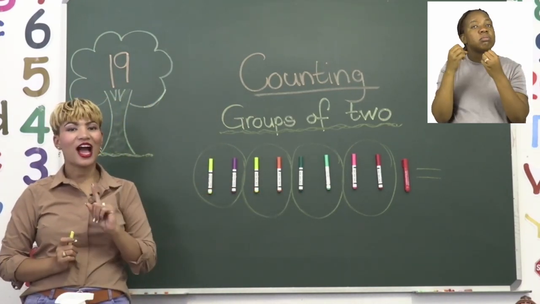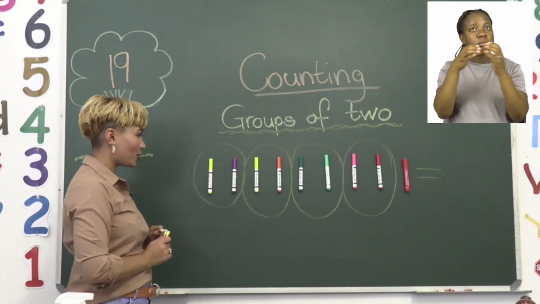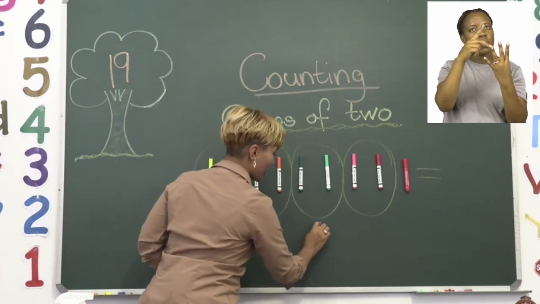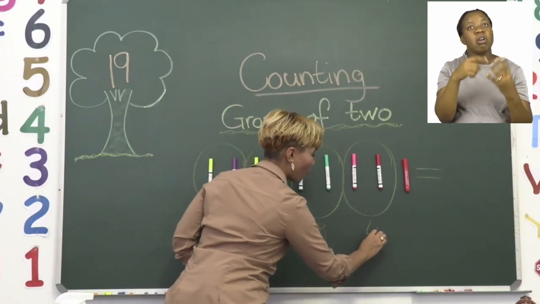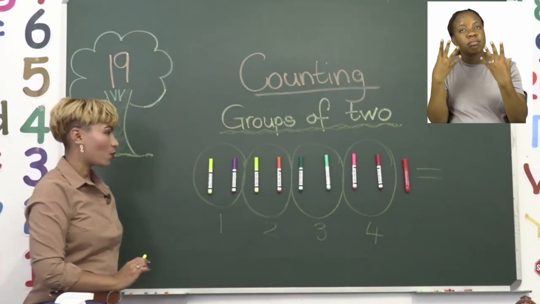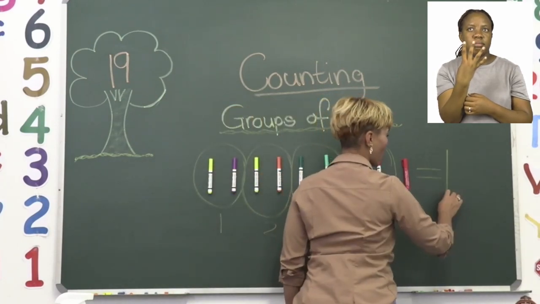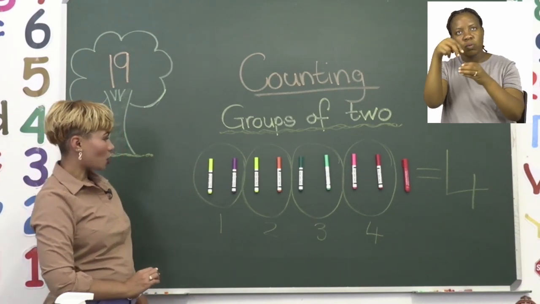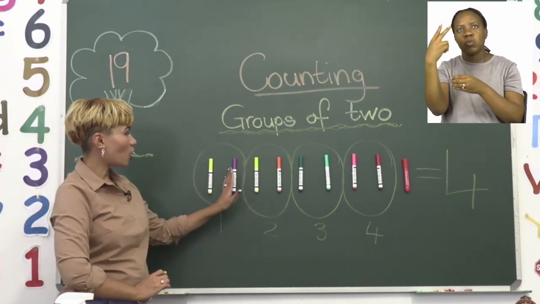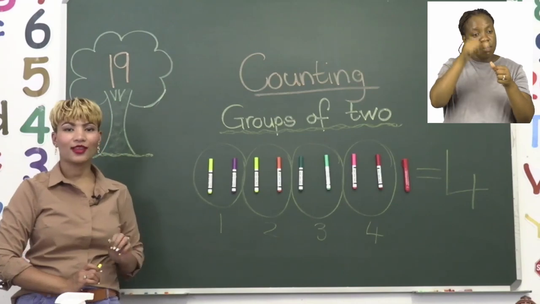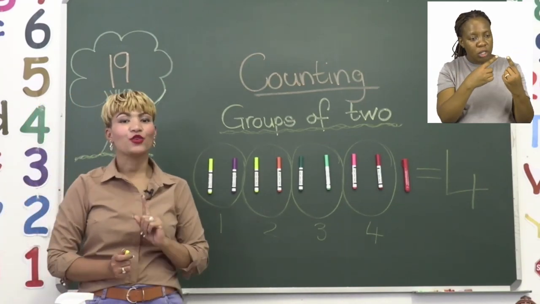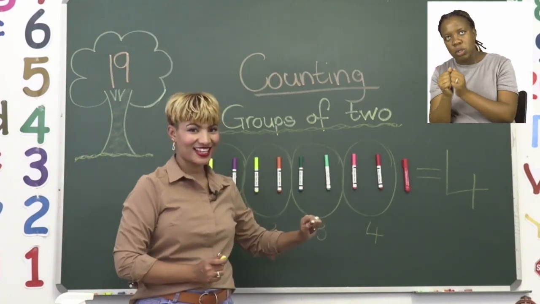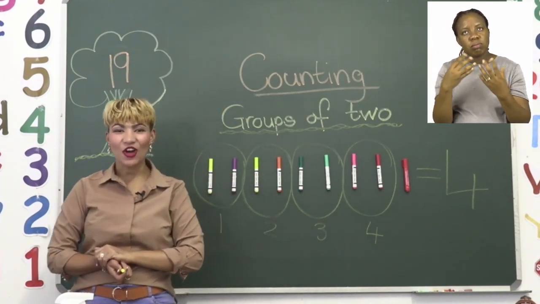Now let's count how many groups of 2 do we have. We have 1, 2, 3, 4. So that means we now have 4 groups of 2. Okay, so remember you count 2 objects and then you group it together, and then in the end you add up all your different groups. We have that? Great job!